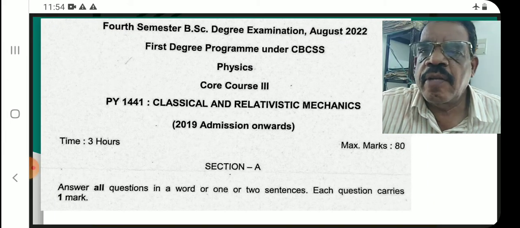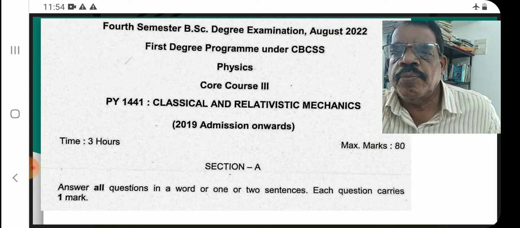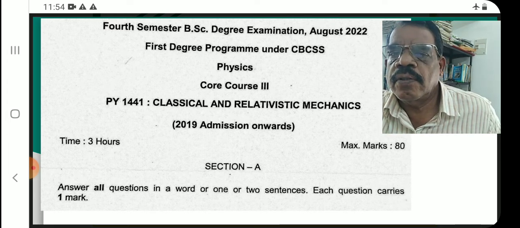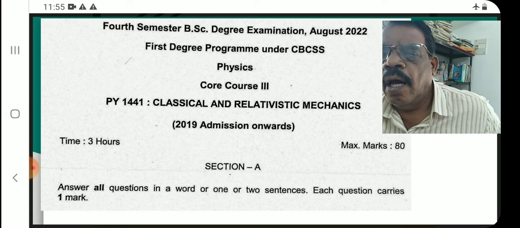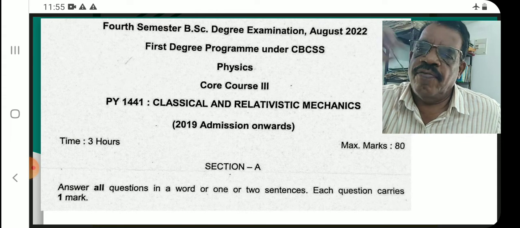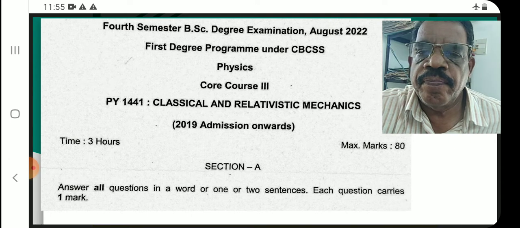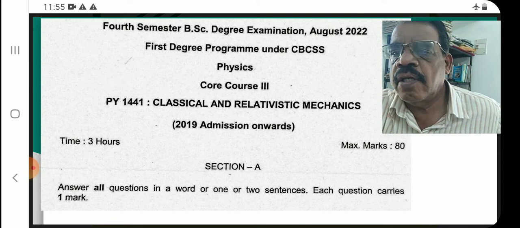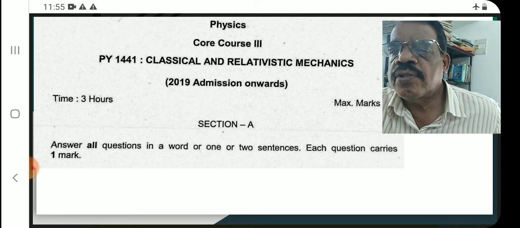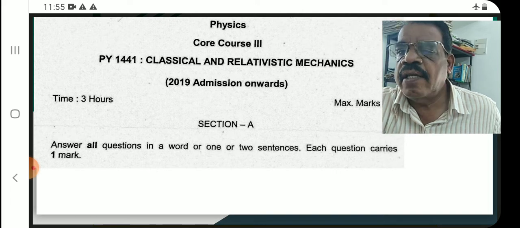Fourth semester BSc degree examination, August 2022, post degree program under CBCSS Physics core course 3, PY 1441 Classical and Relativistic Mechanics, for 2019 admission of Kerala University. Maximum marks 80, time 3 hours. Section A. Answer all questions in a word or one or two sentences. Each question carries 1 mark.